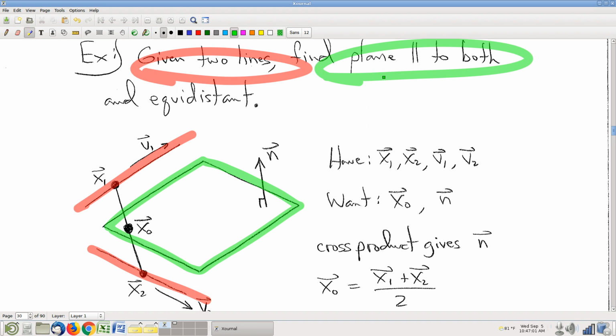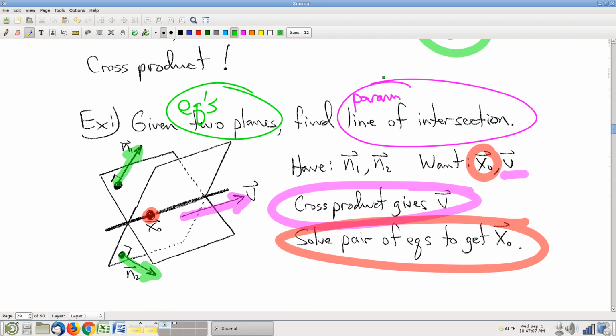You're wondering how to find this point right here, the x naught? No, that's an old thing from high school algebra called simultaneous equations. If you have ax plus by plus cz equals d, and ex plus fy plus gz equals h, right? That's the hardest thing about math, the alphabet. Then there's a process that you can go by.